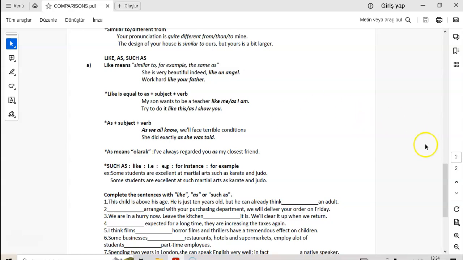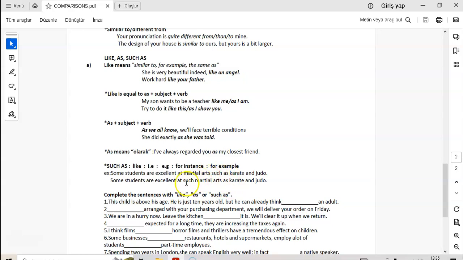And such as means, in English there are many words that have the same meaning, especially concerning the conjunctions. For example, you can say for example, for instance, exempli gratia, it is, like, and such as. All of them mean the same. For example, we can say some students are excellent at martial arts. Now I'm going to give you the examples of the martial arts. What are these martial arts? For example, karate and judo. And so instead of saying such as here, you can say for instance, for example, exempli gratia, it is, like.